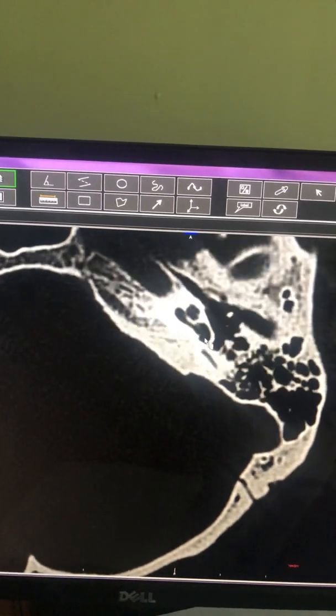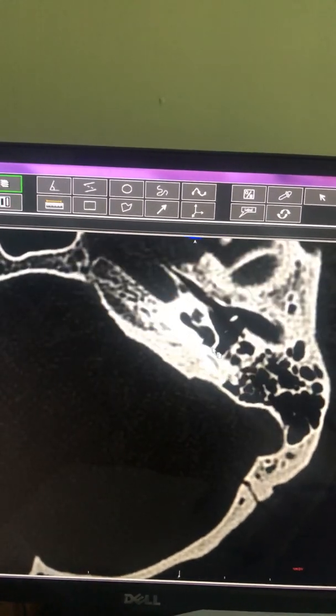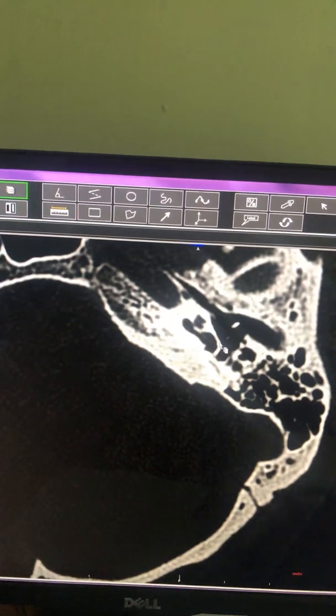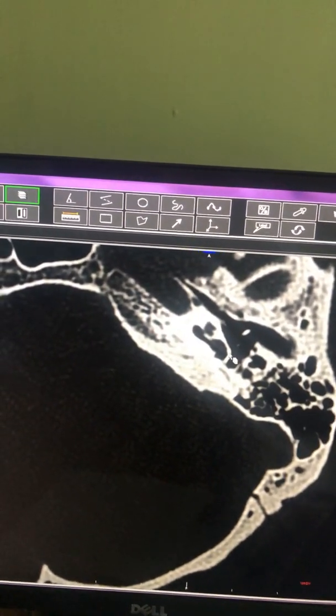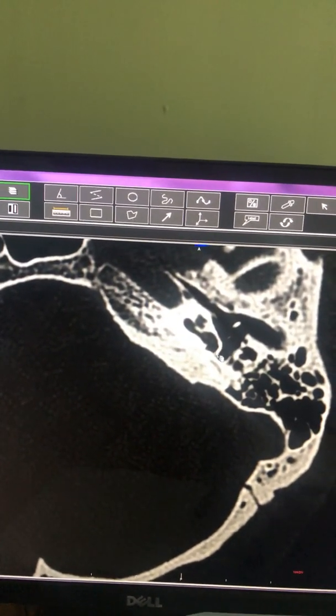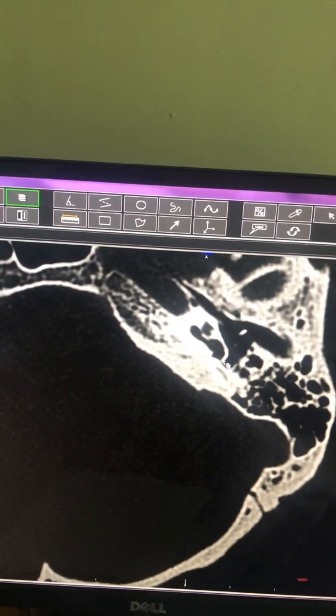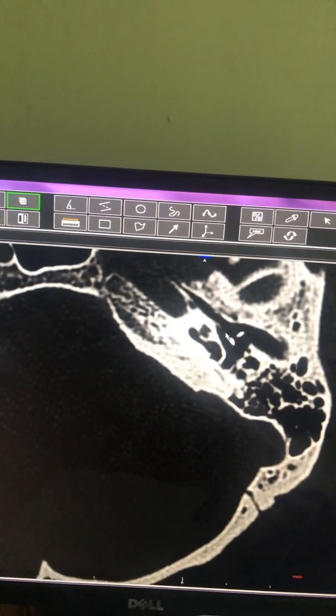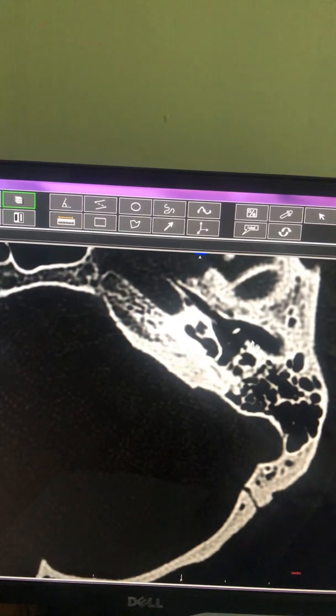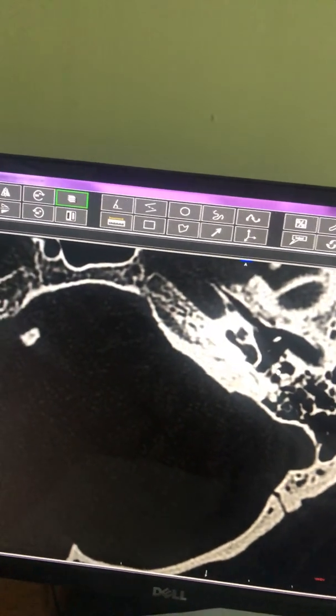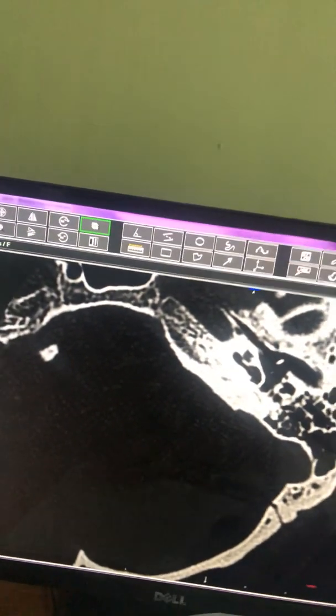Then if you follow this, you can see there is a projection. This means this is the cochlear promontory, or this is the basal turn of cochlea. It is almost at the level of the sinus, which I have told previously. So that is about cochlea.